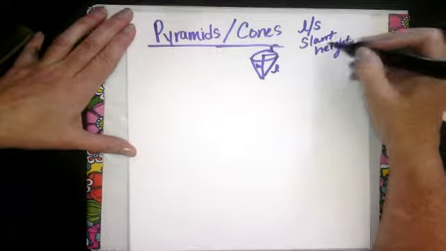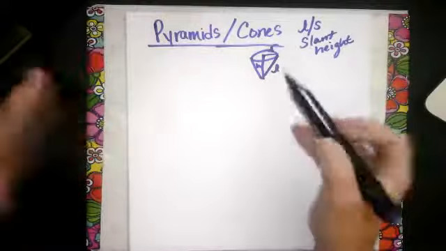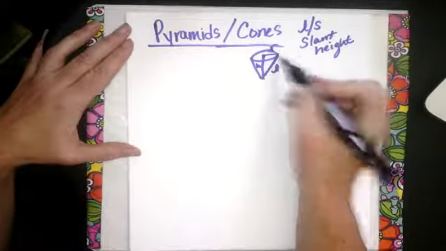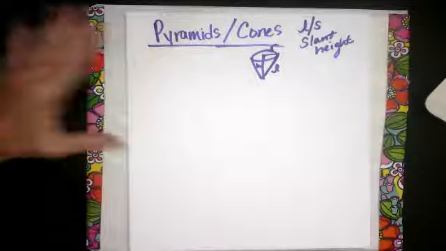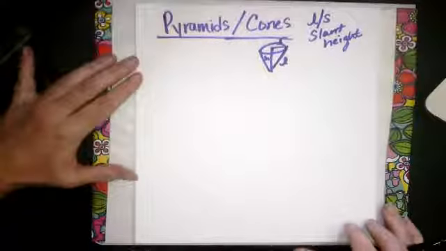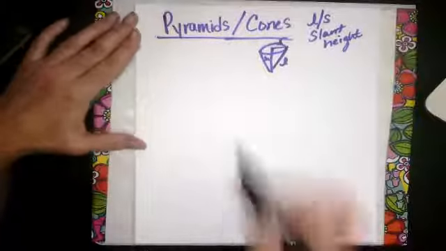And then you might have to use the Pythagorean theorem. Sometimes if they tell you the height and you need the slant height, you might have to do the Pythagorean theorem. I'll do some examples after we go through all the terminology and formulas.